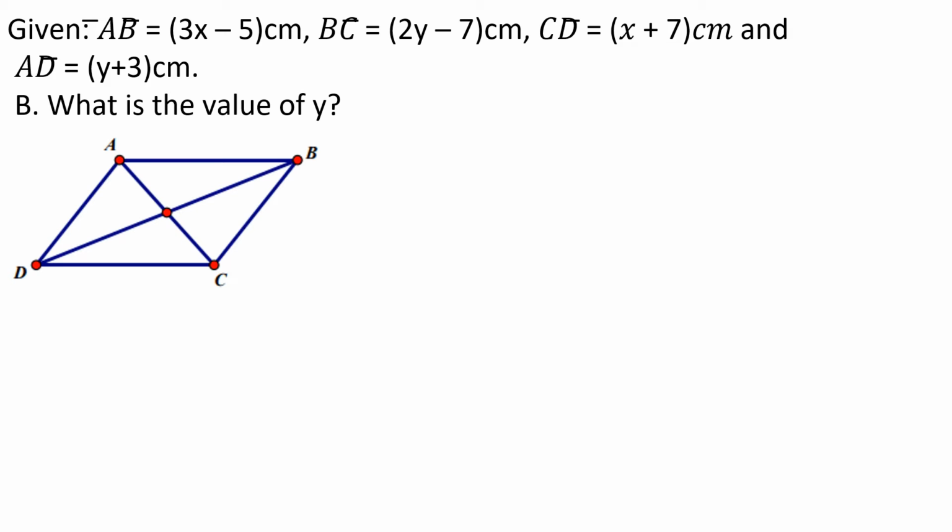Given that side AB equals 3x minus 5 centimeters, side BC equals 2y minus 7 centimeters, side CD equals x plus 7 centimeters, and side AD equals y plus 3 centimeters, what is the value of y? Okay, in our first example, we found the value of x. Now we're going to find the value of y. Again, let's look for the sides that have the variable y.